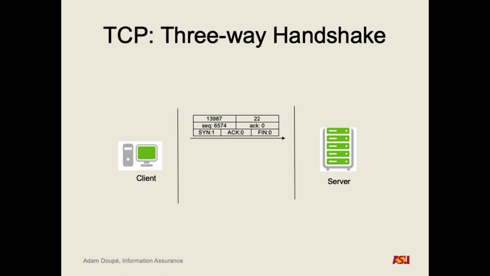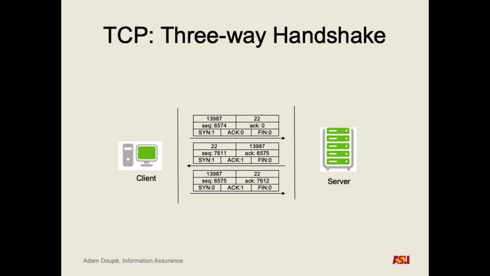Cool, okay, so the server wants to respond to this. We know that in this packet that's a response, so the source and destination ports are going to get flipped. Source port 22, destination 13987. The sequence number is now the server's new random sequence number, and the acknowledgement number is 1 plus the client's sequence number. The SYN and the ACK flag. So SYN, SYN ACK. And then finally, the client will respond with an acknowledgement message that completes the handshake.